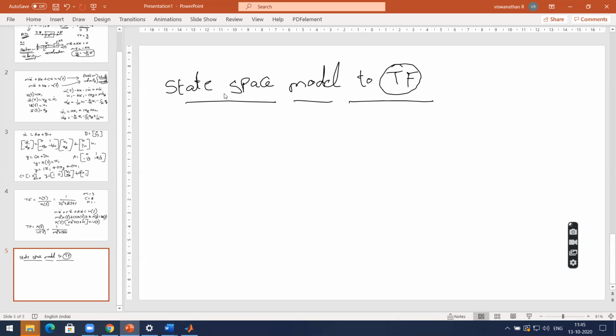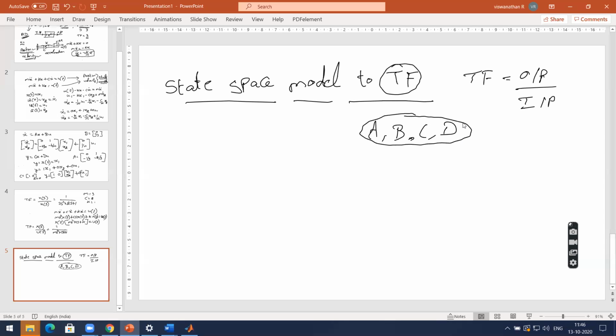Sir, is this like reduction of blocks? No, this is not reduction of blocks. This is a totally different method compared to the transfer functions. Transfer function has an input and an output. But the state space model has the A matrix, B matrix, C matrix and D matrix. There is a relation between this and this one. That's all.